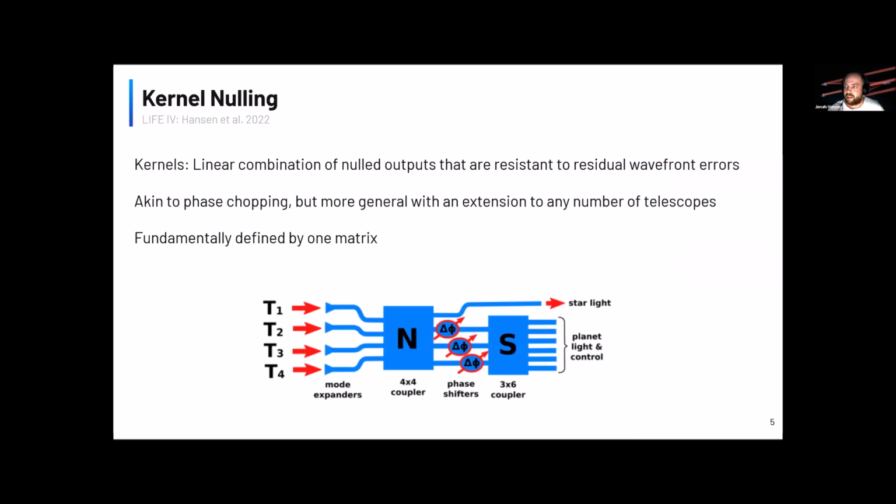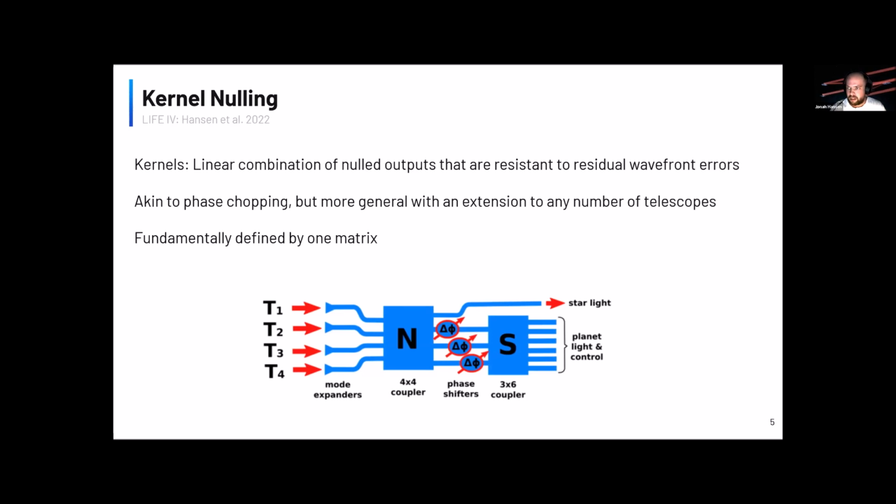However, since the Darwin and TPF days, there have been a couple more studies that have come out to look into whether there are other ways that we can do this. One such is the prospect of kernel nulling, developed by Frantz Martinache and Mike Ireland, where it's more or less using linear combinations of different outputs that your beam combiner might produce that are inherently resistant to residual wavefront errors. You can think of this like phase chopping in the traditional double Bracewell design, but you can extend this more generally with pretty much any number of telescopes. And it's more or less defined by a single matrix. So you can do this via linear algebra.